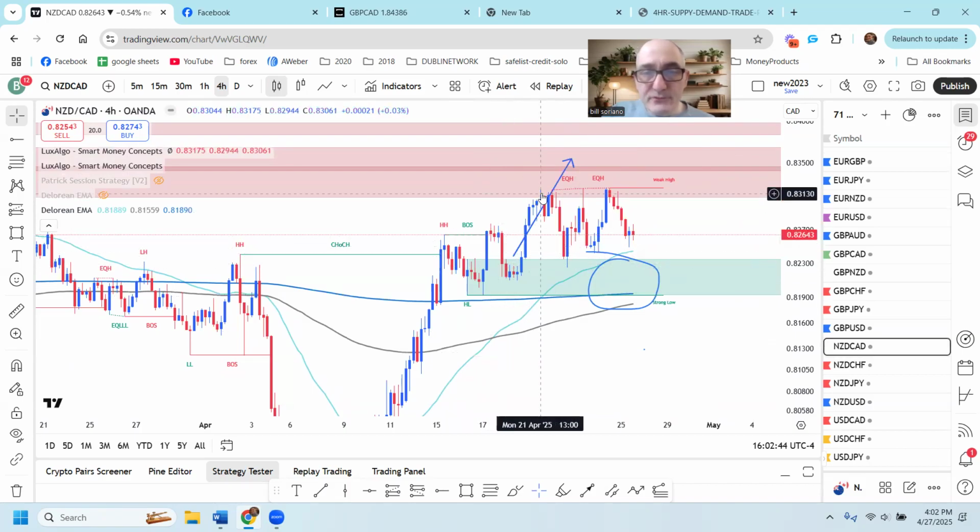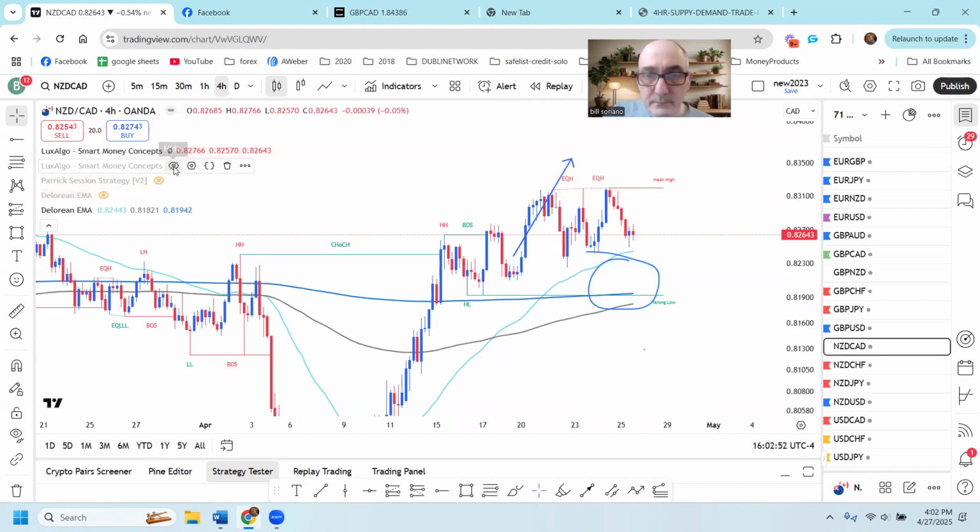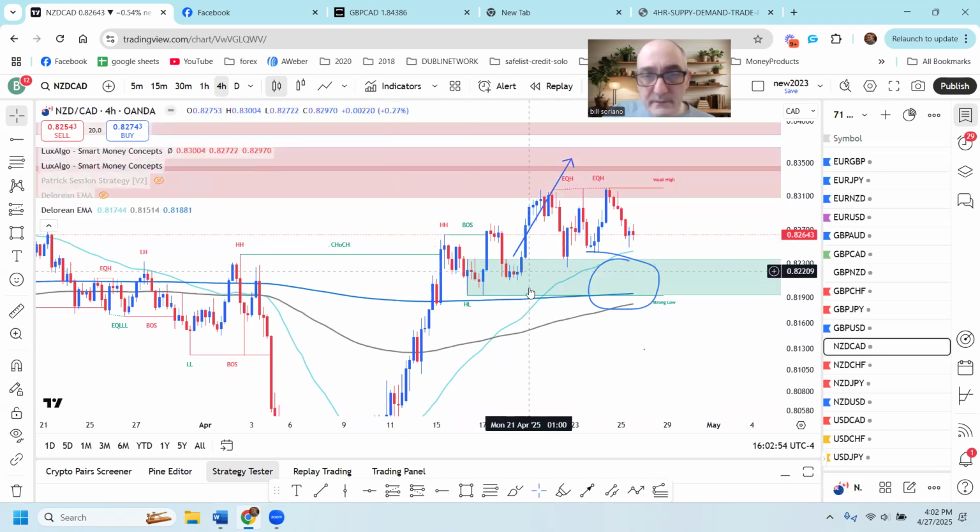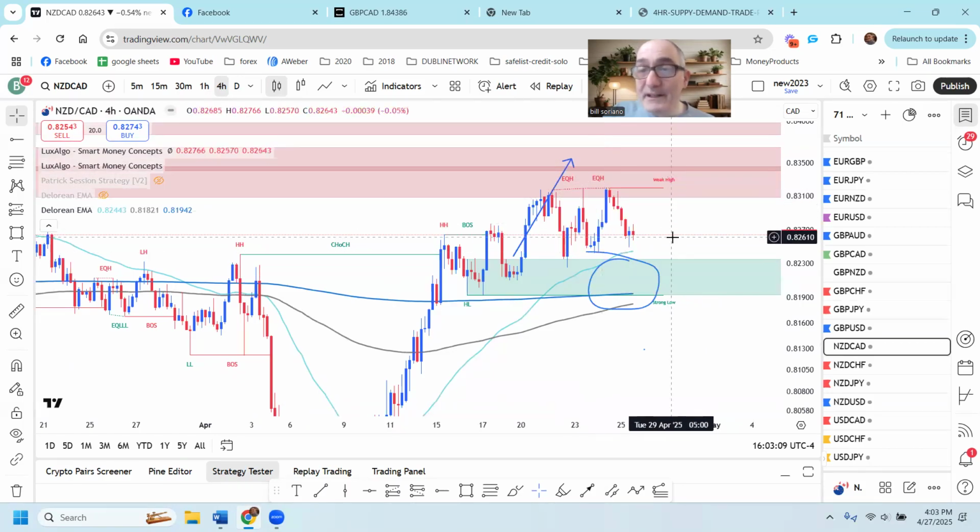You see, you get a break of structure that makes this a clear demand zone here, right? And let's see how that shows up on the indicator, and then price comes back and hits that and then goes up. But notice how there wasn't a lot of room here between this demand zone and this supply zone. So this was a trade that we probably wouldn't be able to take because we wouldn't have gotten the correct risk to reward ratio, right?